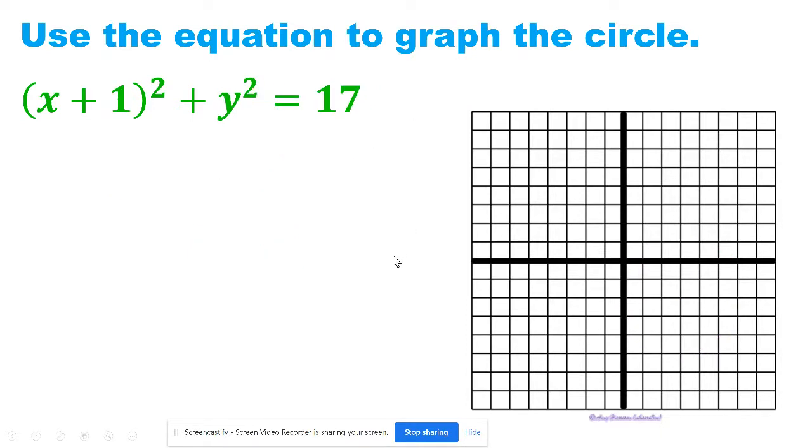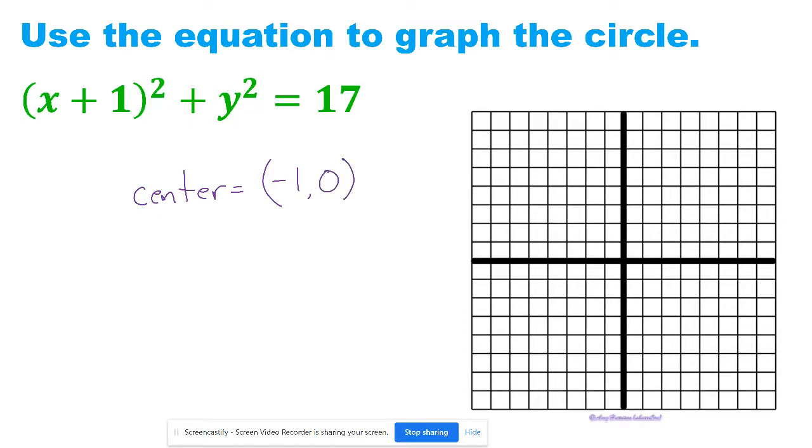All right, next one. We have (x + 1)² + y² = 17. So to graph this, again, I need my center point. So my center will be negative 1 because I have a positive 1 with the x, so negative 1. And then I don't have anything with the y. And that's okay. If it's just y squared by itself or just x squared by itself, the number you would use is 0. So we have a center at (−1, 0).